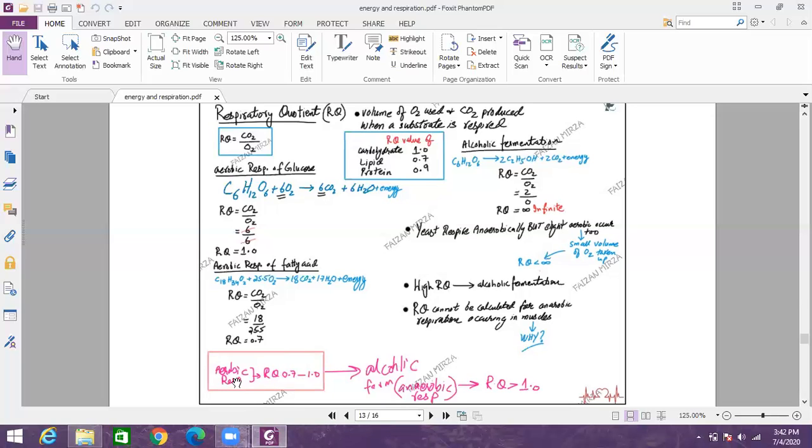So the overall summary is that for aerobic respiration, RQ is in the range of 0.7 to 1.0. For alcoholic fermentation, which is anaerobic respiration, RQ will be greater than 1.0. This is all about RQ and oxygen debt and how a calorimeter is used. Thank you.